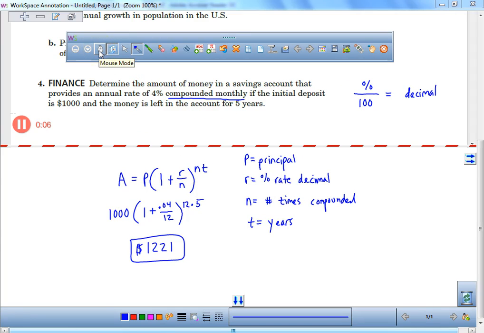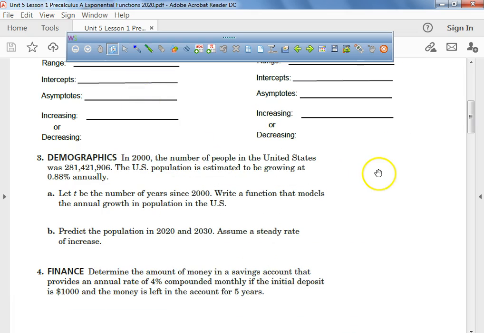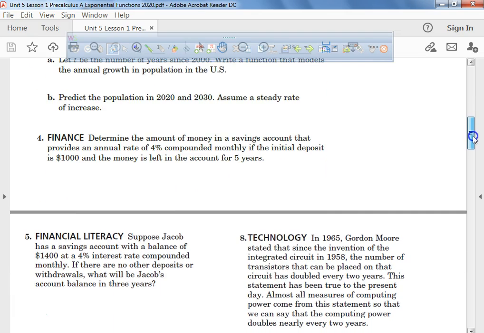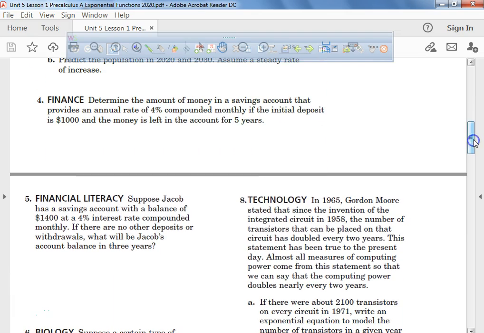Now, I don't know anything that's compounded monthly. Okay? Compounded monthly is more just for a math problem than it is real life. Real life is compounded quarterly. So right now, let's go ahead and look at number 5. See if you guys can set up number 5. It says, suppose Jacob has a savings account with a balance of $1,400 at a 4% interest rate compounded monthly. If there are no other deposits or withdrawals, what will Jacob's account balance be in 3 years?